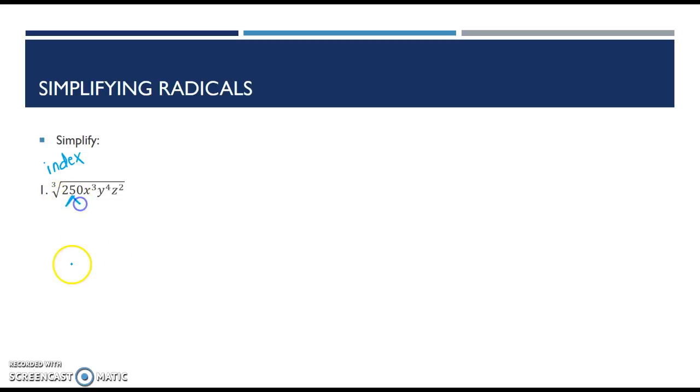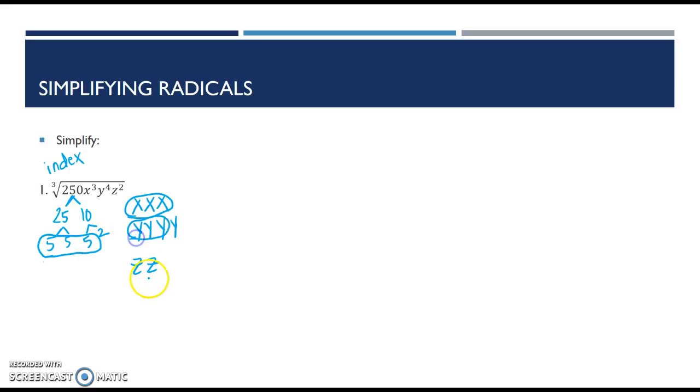So to start with, I'm going to make a factor tree. So we've got 25 and 10, 5 and 5, 10 is 5 and 2. I've got 3 x's, 4 y's, and 2 z's. My index is a 3. This is a cube root. So I'm looking for groups of 3. So I've got 3 5's, 3 x's, 3 y's, and I can't circle the z's because there's only 2.